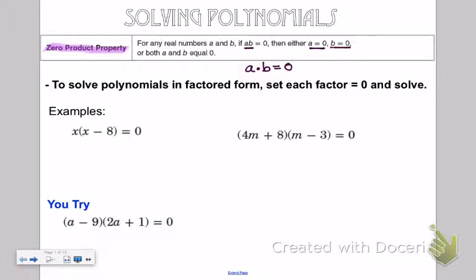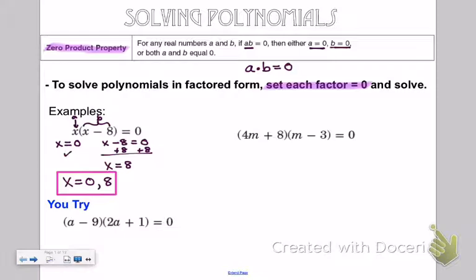So the biggest thing is that we set each factor equal to 0. So we have two things being multiplied here. So this is my a, and this is my b. So I'm going to set a equal to 0 and b equal to 0. And then solve. The first one's already solved for us. The second one, we just need to add 8 to both sides. And we get x is equal to 8. So when we write our solution, we have x is equal to 0 and 8. And it doesn't matter if you write it with two separate equal signs. I like to use the comma just because I'm lazier, but it's totally up to you.